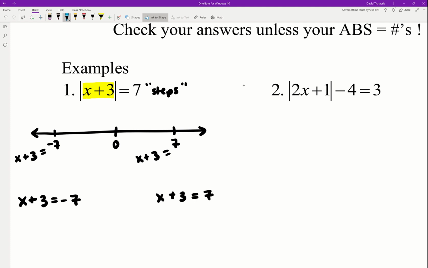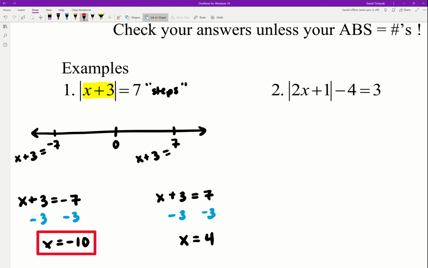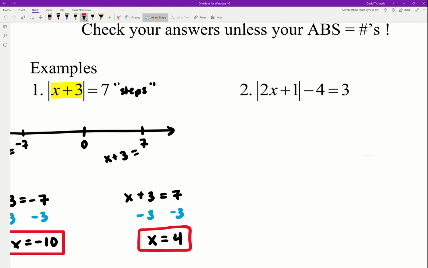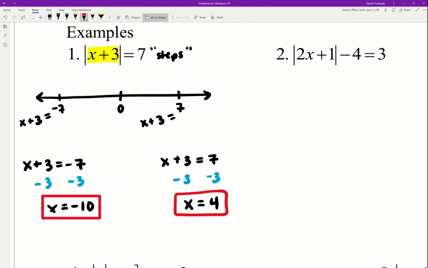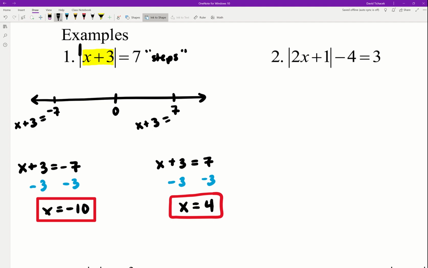Now that you have these set up, you're just going to perform your inverse operations and get that x by itself. I'm simply going to subtract 3 from both sides of these equations. You end up with x is equal to negative 10 as your first result, and x is equal to positive 4 as your second result. These are results that I'm going to box here. It does say up here, check your answers unless your absolute value equals a number. We're going to make some sense out of what that means a little bit later on. The reason that we were able to do that one so quickly is because we already started off with the absolute value bars equals a certain number of steps.